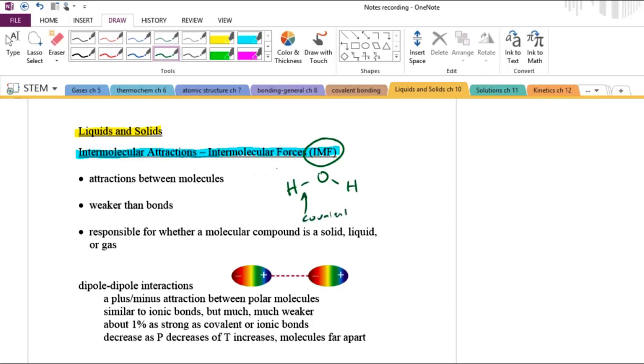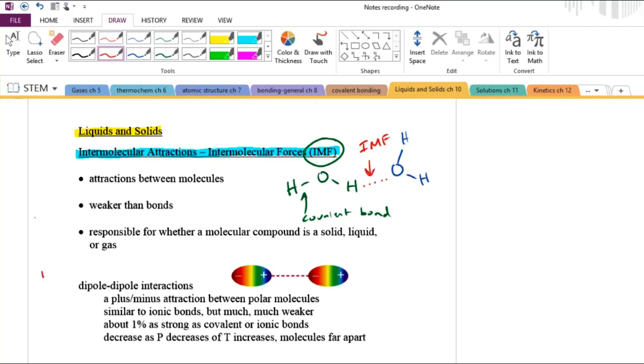right there is a covalent bond. But if we have an attraction between molecules, that would be what we mean when we say an intermolecular force. These are much, much weaker than bonds and determine whether something is a solid, liquid, or gas at room temperature.